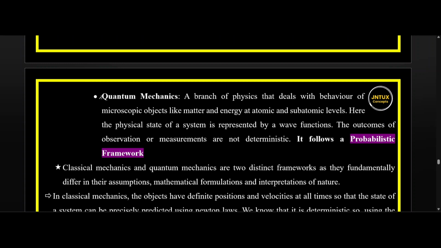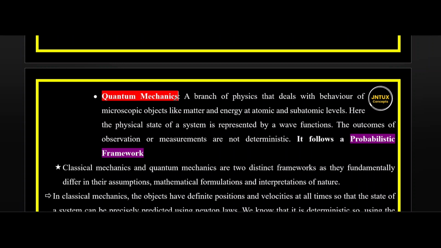Moving to quantum mechanics. Quantum mechanics is a branch of physics that deals with the behavior of microscopic objects like matter and energy at atomic and subatomic levels. Here, the physical state of a system is represented by wave functions. The outcomes of observations or measurements are not deterministic in quantum mechanics, whereas quantum mechanics follows a probabilistic framework, or you can say the outcomes are probabilistic instead of deterministic.